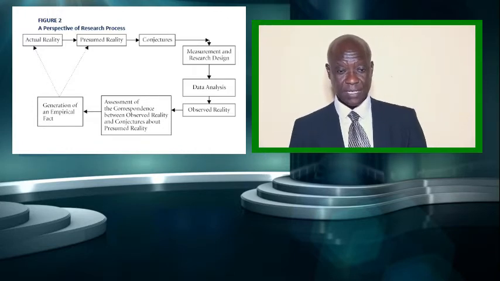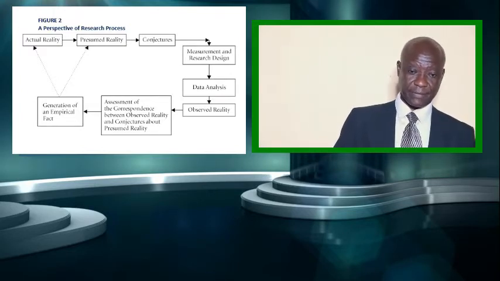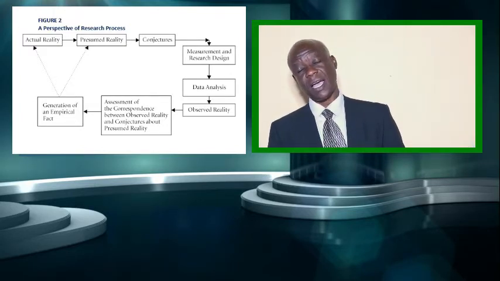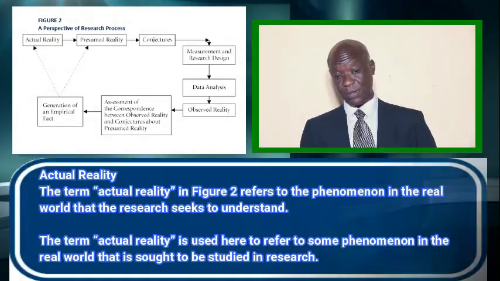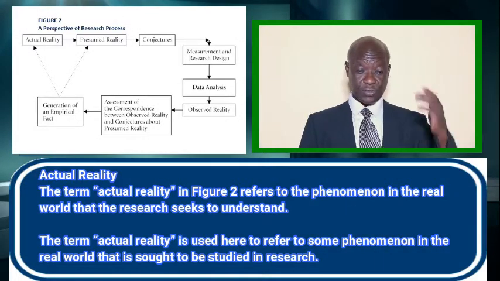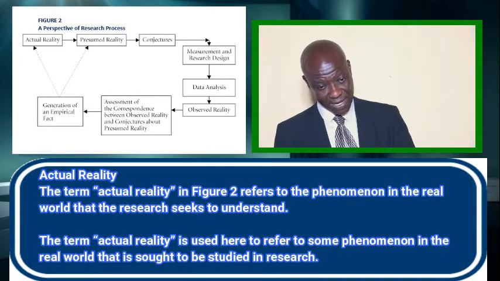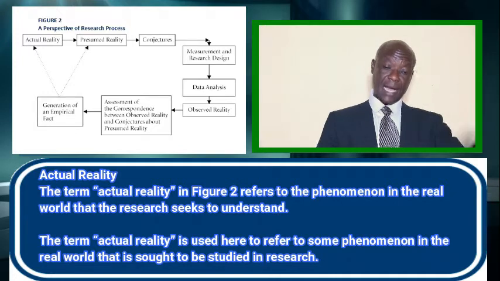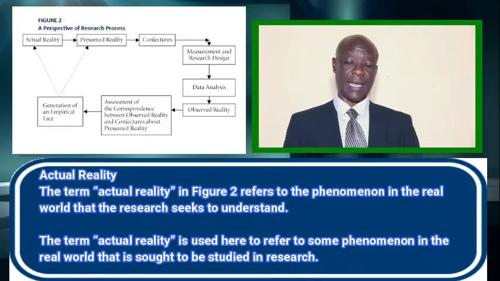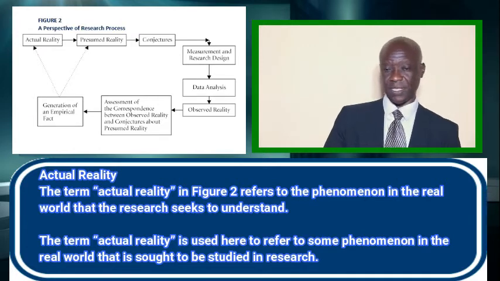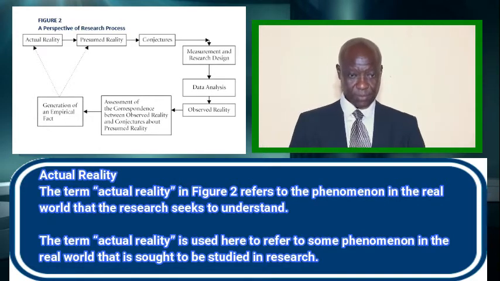So as you can see, figure 2 represents a perspective of research, and that's why you have actual reality, and that's where we started. The term actual reality in figure 2 refers to the phenomenon in the real world that the research seeks to understand, and the term actual reality is used here to refer to some phenomenon in the real world that is sought to be studied in research. So I'm sure you are seeing that diagram too there.